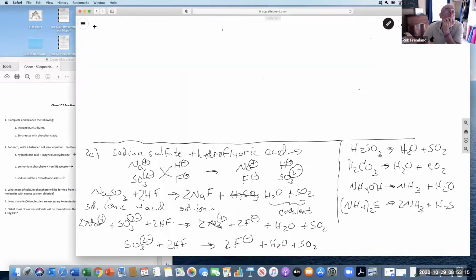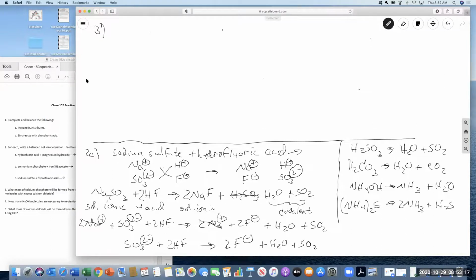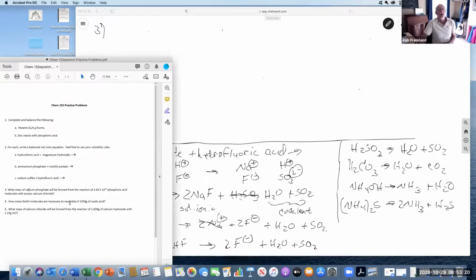All right. So number 3, I'm not going to write the question. It says, what mass of calcium phosphate will be formed from the reaction of this many phosphoric acid molecules with excess calcium chloride? So what you need to be able to do is write the equation. Obviously, there's a balanced chemical equation because it says reaction of. One of the things students have a lot of trouble with is going from here to the equation. Calcium phosphate be formed from, that means calcium phosphate is a product. Reaction of phosphoric acid with calcium chloride, those are the reactants.